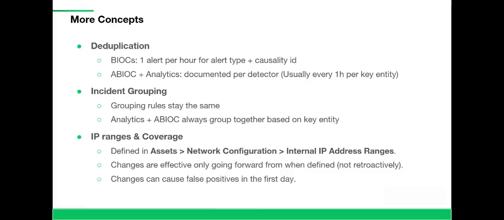And as our network is dynamic, from time to time we may have to make changes to this. So every time we make any changes to the internal IP ranges, it may cause some false positives in the first day because the baseline is adjusted every 24 hours. So during this 24-hour period that we may have made the change, it may cause some false positives.